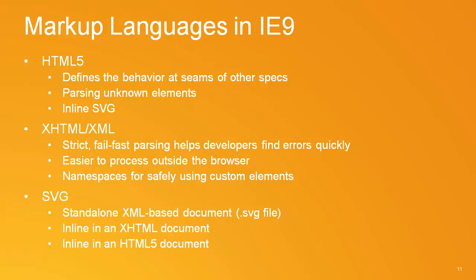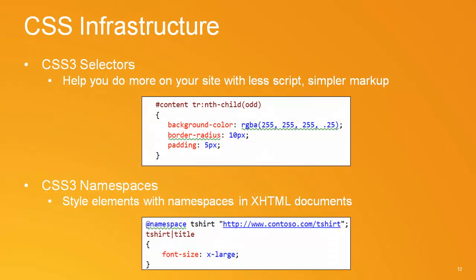And then on the third, we have SVGs, or Scalable Vector Graphics. And here we have some standalone XML-based documents. You just throw the file and then support it. Or you can have inline, both in XHTML and HTML5 documents with support for that. So this is a first, and one of the things that we're seeing is that it allows for faster downloads than just supporting an SVG file format.